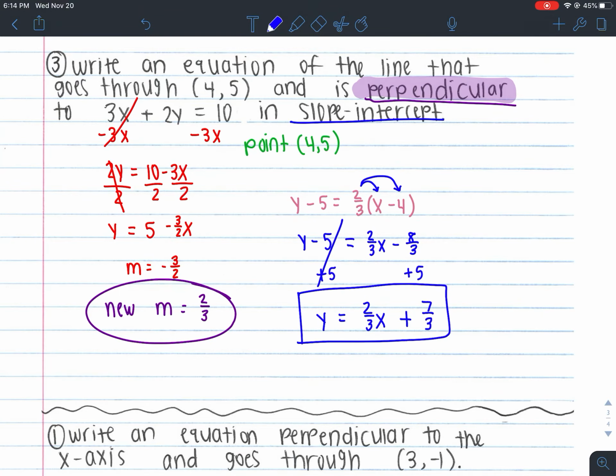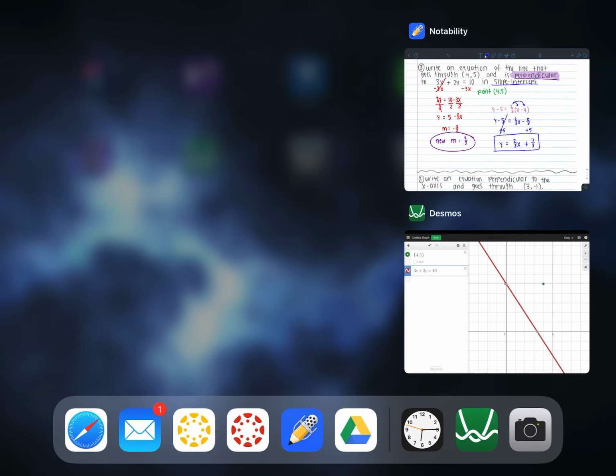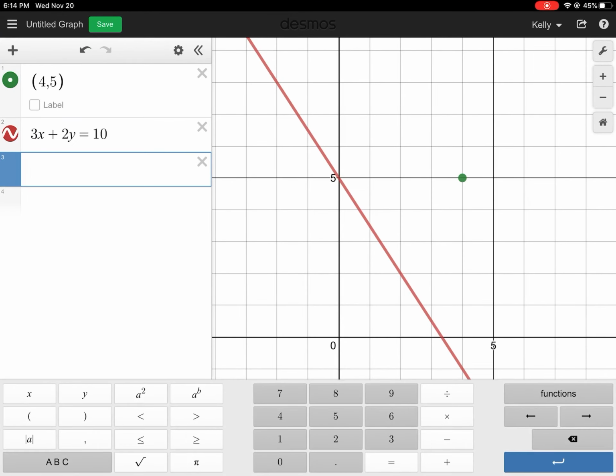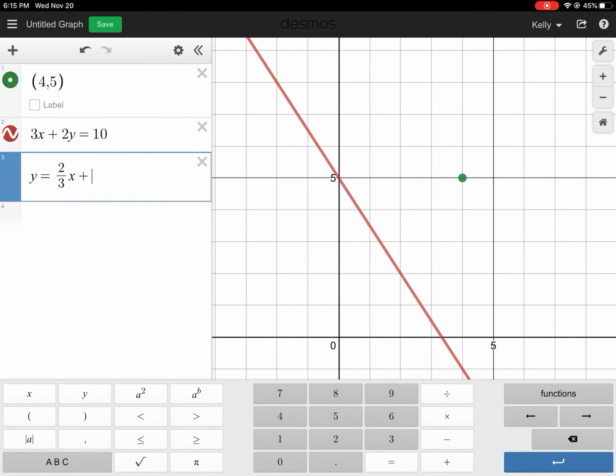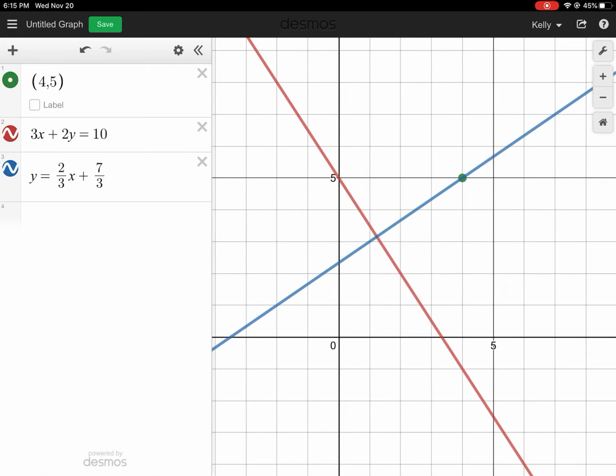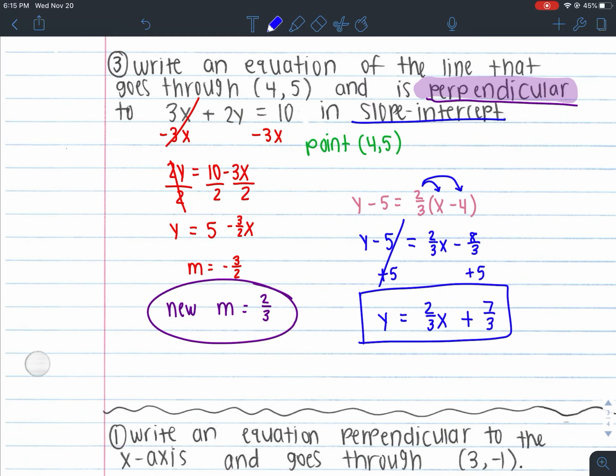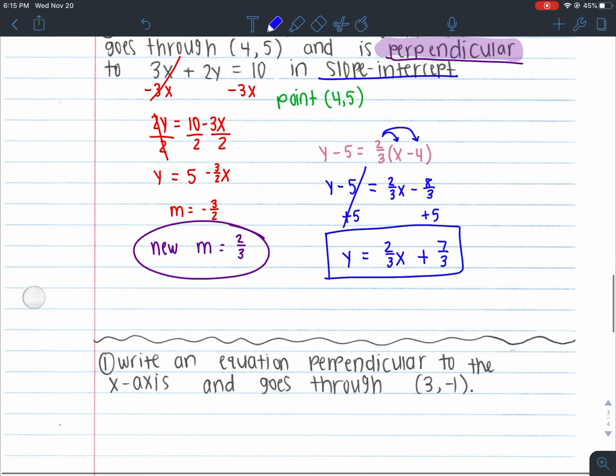This is my equation. So let's check to see if it goes through that green point. We're going to type this in Desmos. y equals 2/3 x, and we're going to change this to blue to match our work in our notes, plus 7 over 3. It goes through the green point, right? Our blue line goes through the green point, and it's perpendicular to the red line. So I know I did that well.